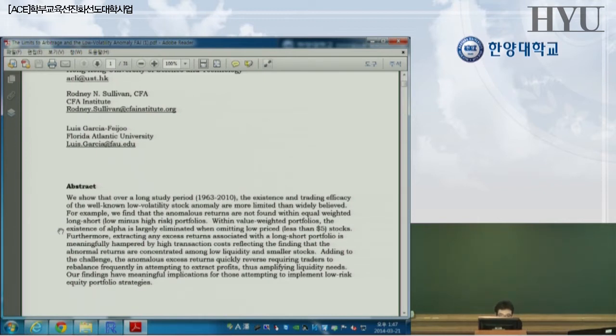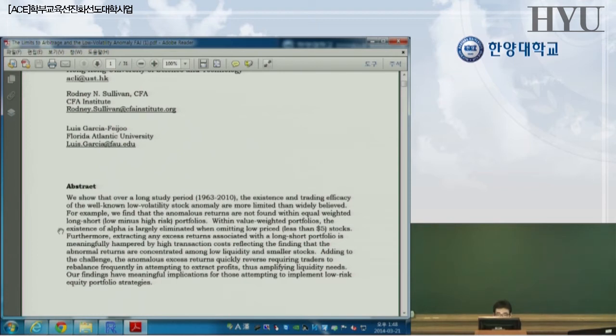Adding to the challenge, the anomalous excess returns quickly reverse, requiring traders to rebalance quickly in attempting to extract profit, thus amplifying liquidity needs. Our findings have meaningful implications for those attempting to implement low risk equity portfolio strategies.